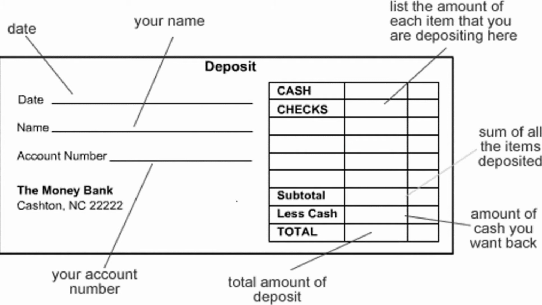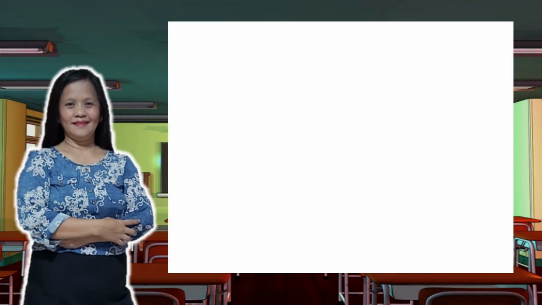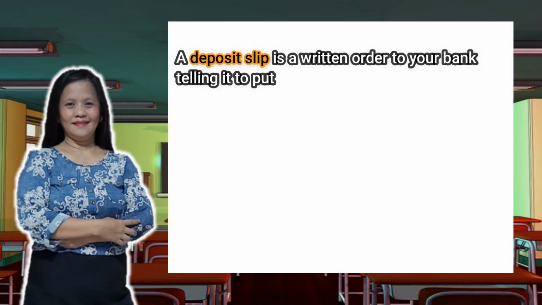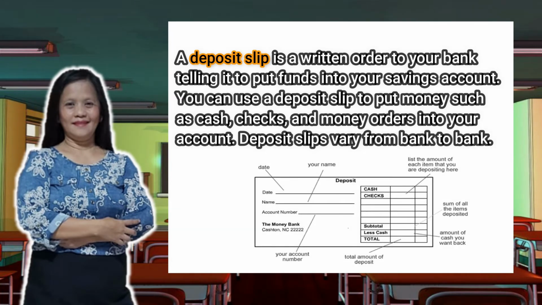So what is a deposit slip and what are the guidelines in filling out a deposit slip? So please read again with me. A deposit slip is a written order to your bank telling it to put funds into your savings account. You can use a deposit slip to put money such as cash, checks, and money orders into your account. Deposit slips vary from bank to bank.